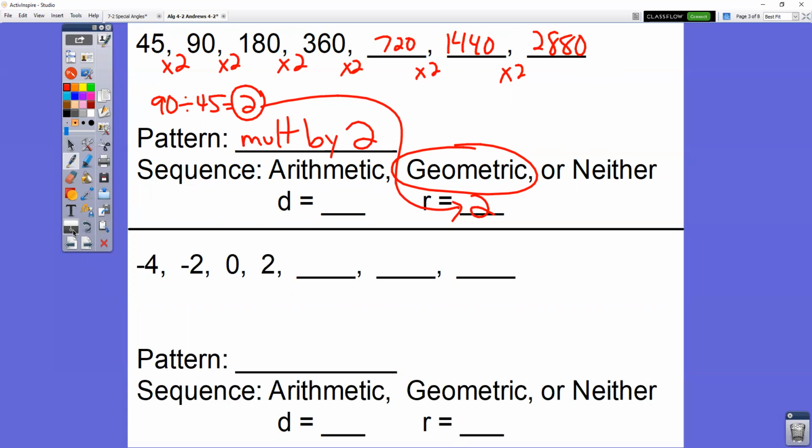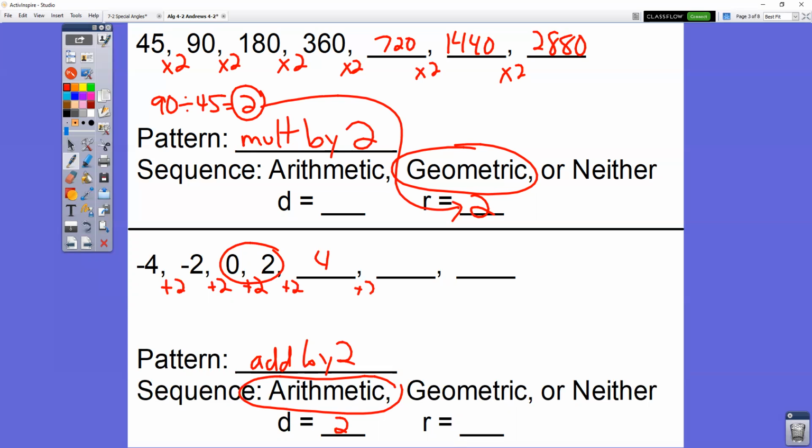So what you're doing each time is that you are adding by 2. You're adding by 2 each time. So this is going to be an arithmetic sequence. Our common difference is going to be 2 because that's what we're adding by each time. Again, if you couldn't tell what it was, you could take 2 numbers and subtract going backwards. 2 minus 0 is 2. 0 minus -2 is 2. So we would keep on adding by 2.